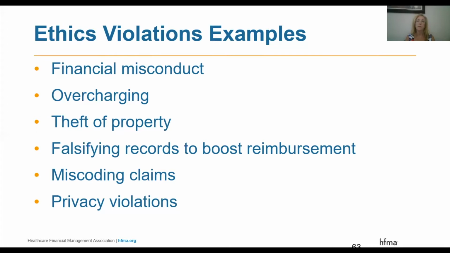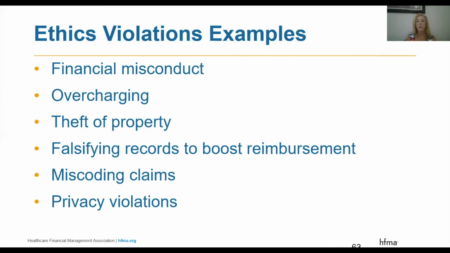Miscoding claims: a biller decides to change a procedure or a diagnosis code on a denied claim and resubmits. That is definitely an ethics violation. For anybody that joined me last week, I shared that this happened to me 2 times. Not that I did it 2 times, I don't think I'd be sitting here talking to you, but I had staff members that we had to report for ethics violations in falsifying claims and miscoding claims.